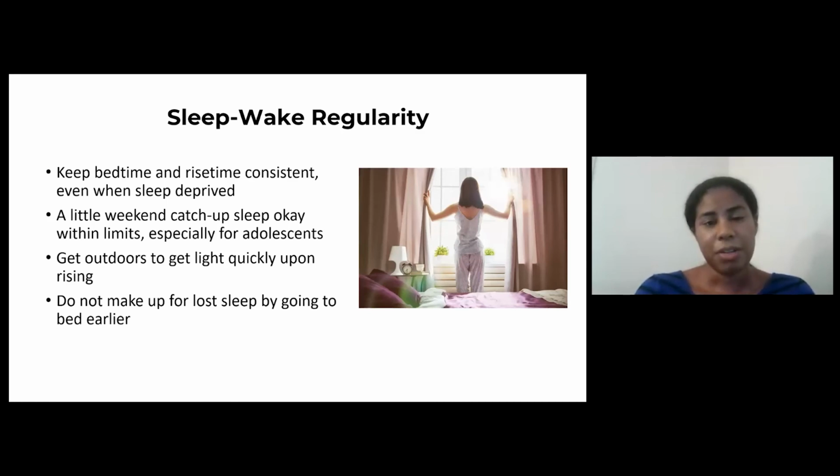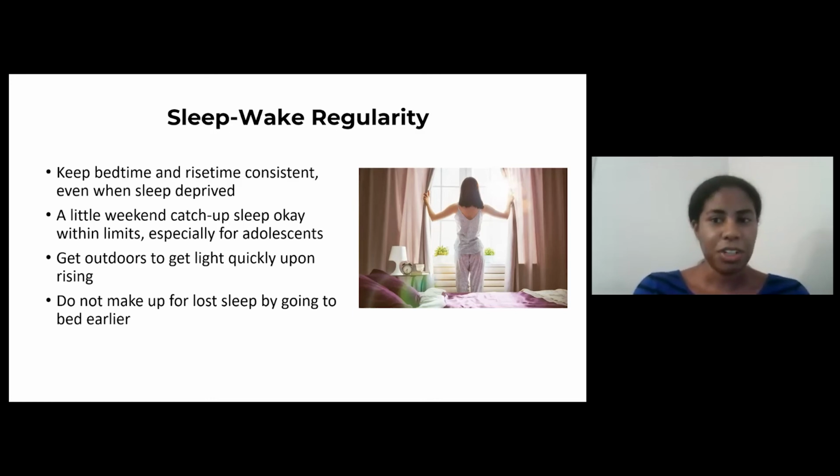And then also just touching on sleep-wake regularity and consistency. You do want your bedtime and rise time to be consistent as much as possible, even when you are sleep deprived. That means you should not be trying to go to bed earlier to make up for lost sleep. You do want to keep on the same schedule.